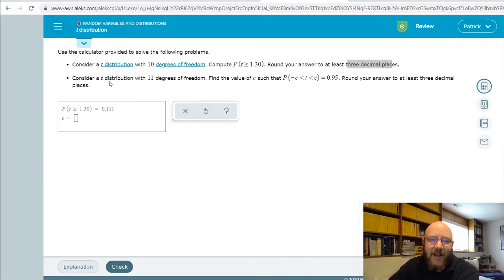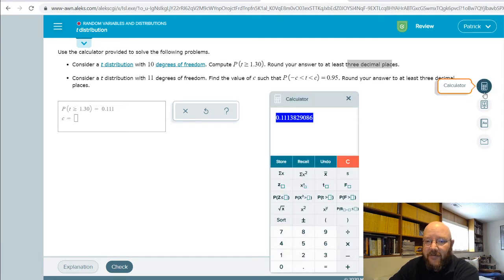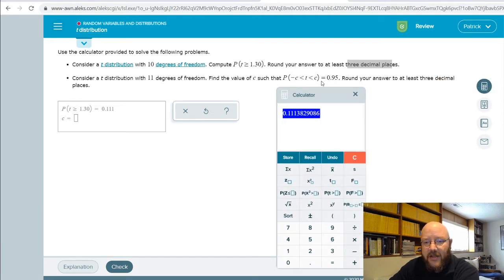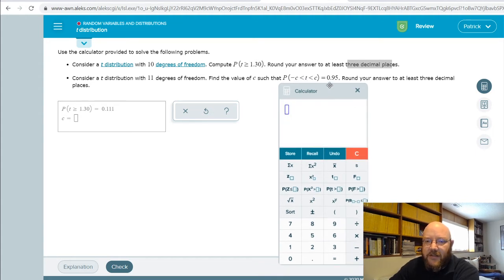So anyway, for this next one: consider a distribution with 11 degrees of freedom. Find the value of C. C is the same as it was with Z. It's a cutoff value, where negative C and positive C, those two values taken in tandem, 95% or 0.95 of the observations would fall between those two, okay? Just like we did before, this one's pretty straightforward. You're just going to take 1 and subtract 0.95, so you're using the complement rule here. Split that in half. So 0.025.